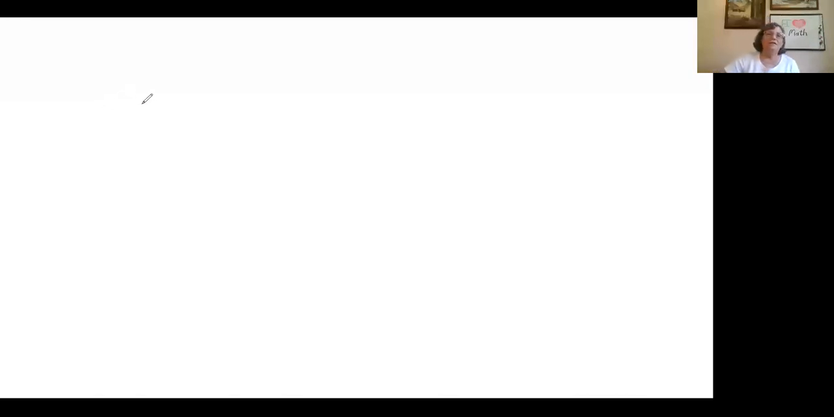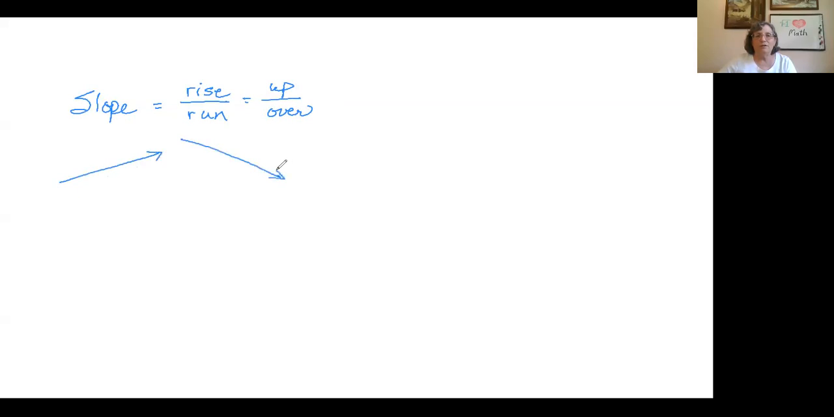A second way to graph a line is to use the slope as the means of getting your second point. Now your slope is what they call the rise over the run. I kind of like to call it up and over. Your slope is a numerical measure of whether the graph is going up or down. Any graph that, as we look at it from left to right, is going up has a positive slope.